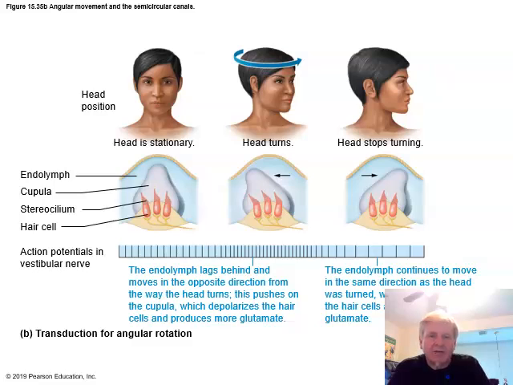So she's moving her head in this direction by the arrow in the figure. So the endolymph will lag behind and move in the opposite direction from the way the head turns because of the inertia. Now it pushes on the cupula, as you can see in the second image, which then depolarizes the hair cells and produces more glutamate, so the action potentials get closer together. And then when the head stops turning, the endolymph will continue to move because of inertia in the same direction as the head was turned, and that will cause hyperpolarization in the hair cells and produce less glutamate.